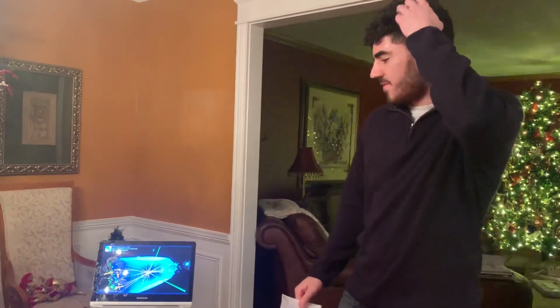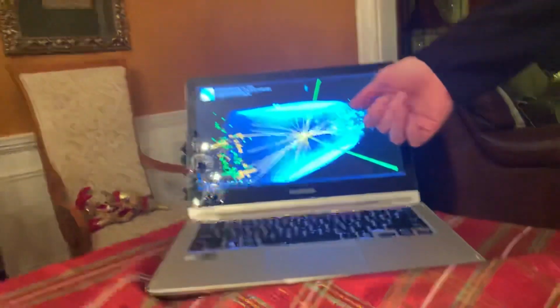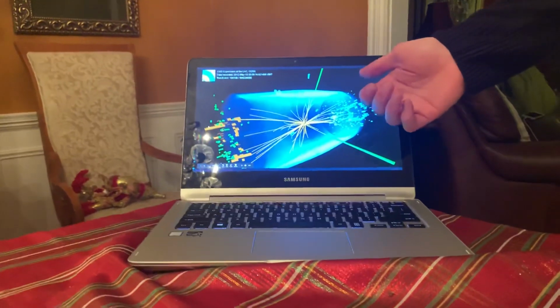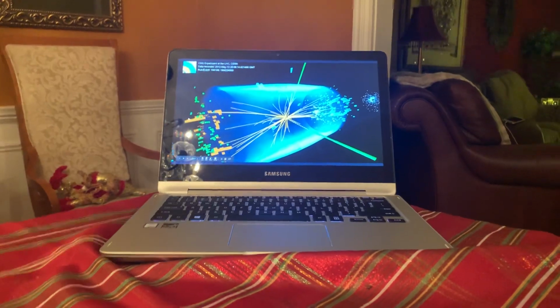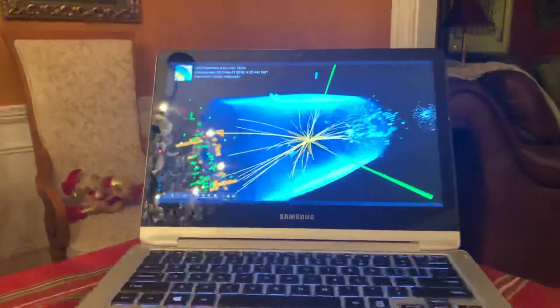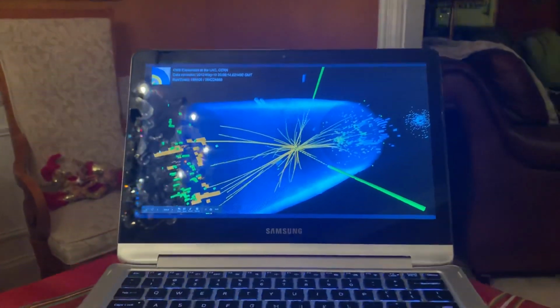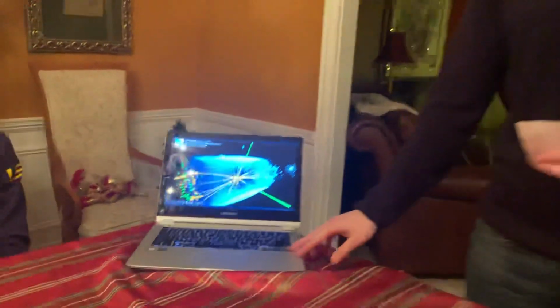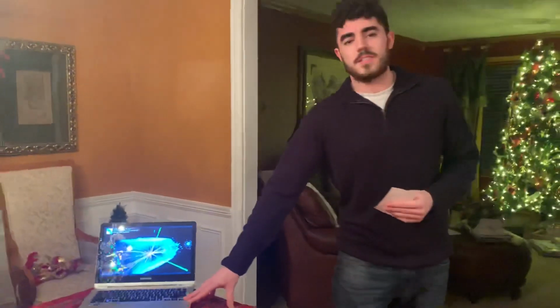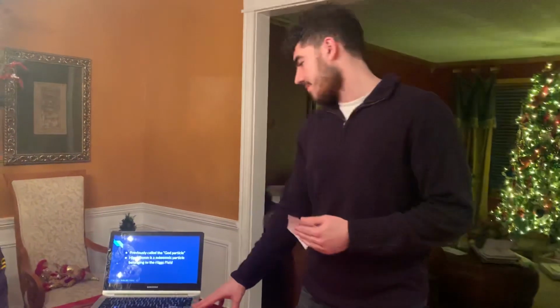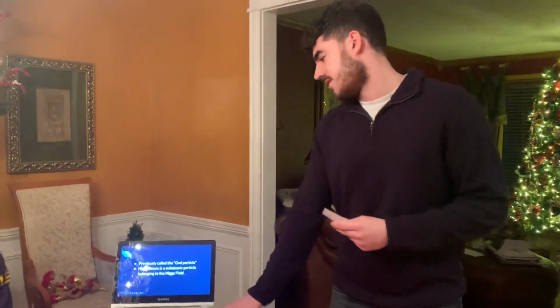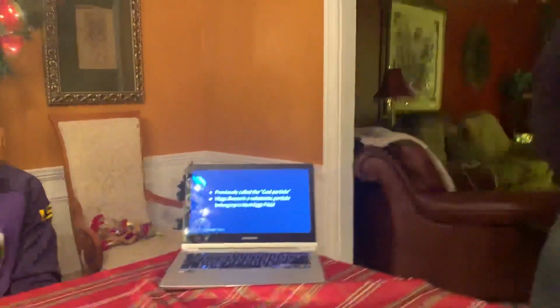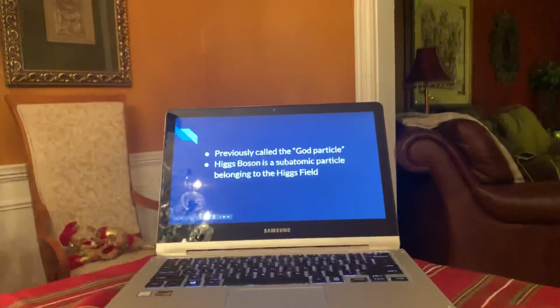Here is a picture of how they discovered the Higgs boson. From the explosion in the center, there were tons of remnants of the atom, but at the very center, we were able to see, for a very small fraction of a second, the Higgs boson. And that was able to prove the theory of Peter Higgs correct. This was previously called the God particle when we didn't know what it was, and the Higgs boson is a subatomic particle belonging to the Higgs field.